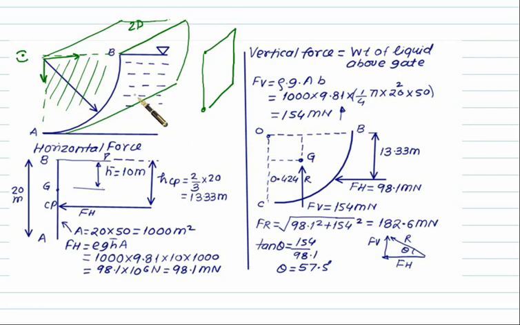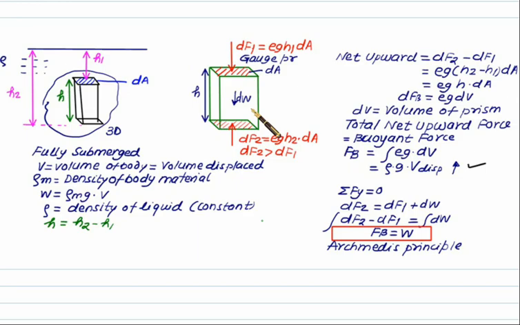Now this time the liquid is present below this, so the hydrostatic force is basically acting from this side. So the vertical component is upward. Once we know FH and FV, we can calculate FR. In statics, we are now coming to three-dimensional.